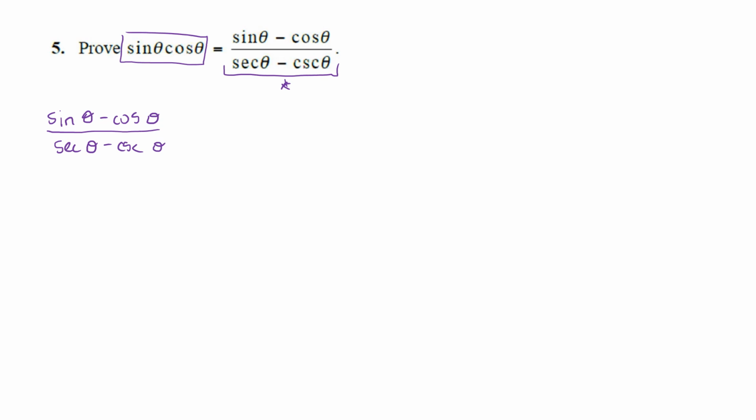Okay, so because I have two trig functions that I'm subtracting in the numerator and denominator, I'm going to rewrite this as a horizontal division problem. So I have sine theta minus cosine theta divided by secant theta minus cosecant theta.